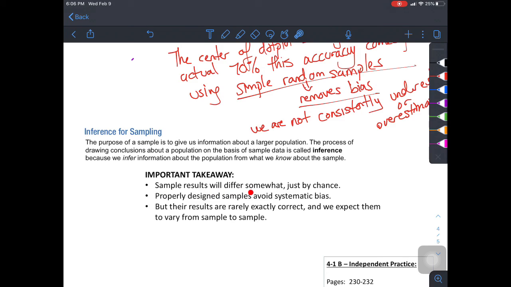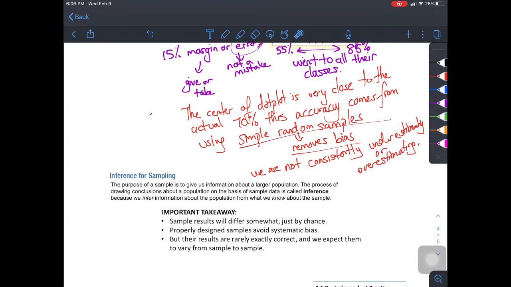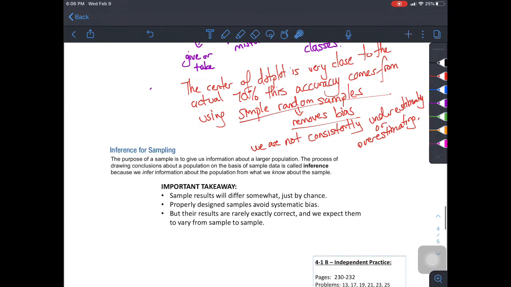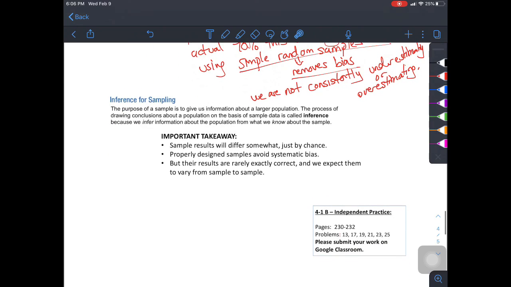And sample results will differ somewhat just by chance. There is a chance that it's going to be different and it's not going to be exact. But properly designed samples avoid systematic bias. That's completely the hardcore important part here. And their results are rarely exact, but we expect some variation from sample to sample, and that's okay.